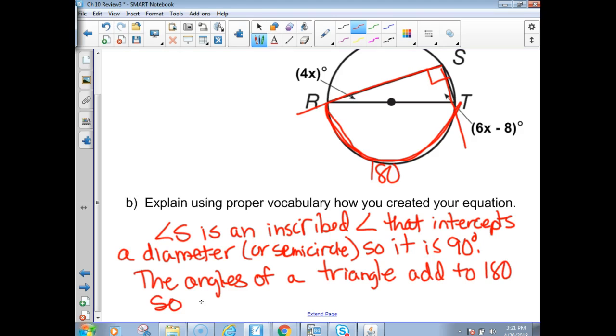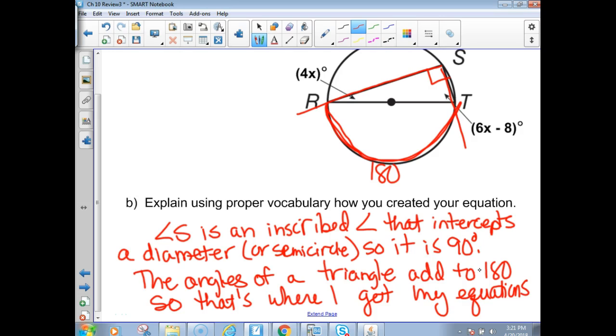So that's where I got my equation. That's just in your own words, sort of. I wrote it similarly in the key. So let's do it now. The angles add up to 180. So we've got 4x plus 6x minus 8 plus 90 equals 180.